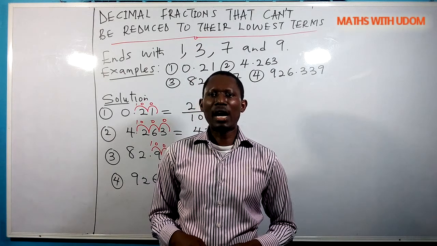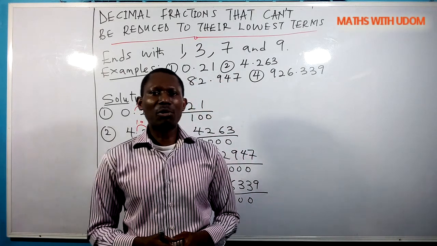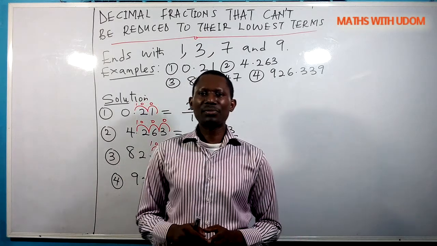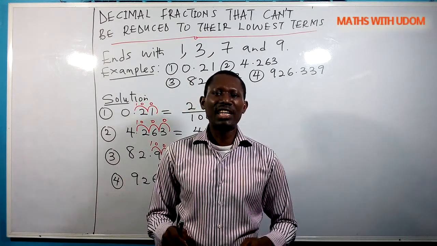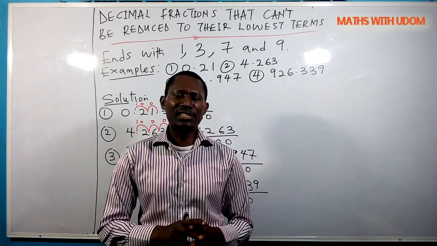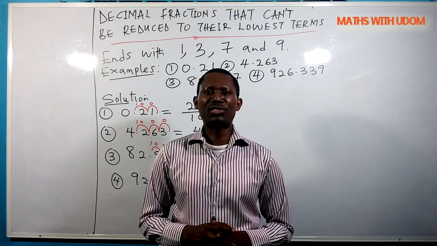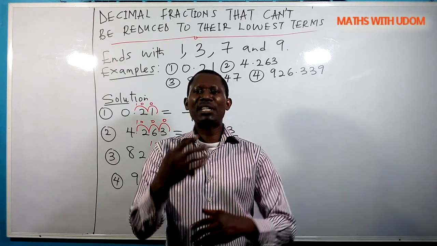I want to give you an assignment. The assignment is that you write 10 examples of decimal fractions that cannot be reduced to their lowest terms. You write it, submit it to your teachers for appropriate marking and corrections, and by so doing you get better by the day.